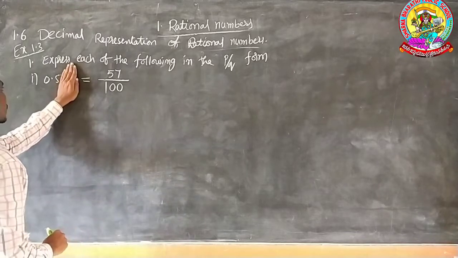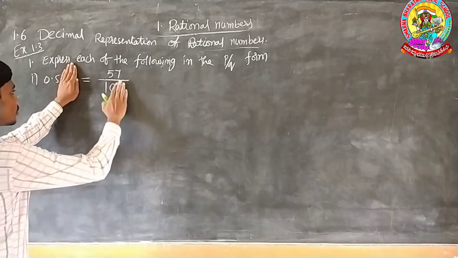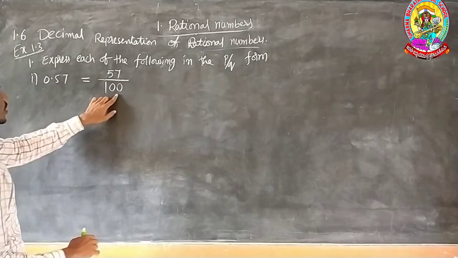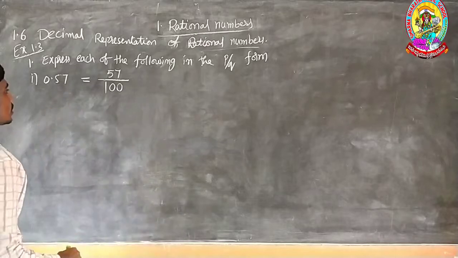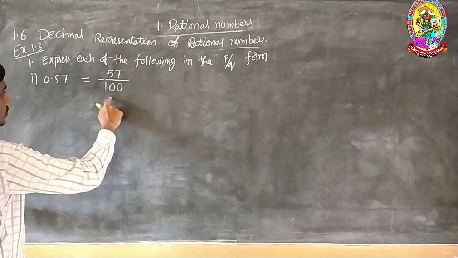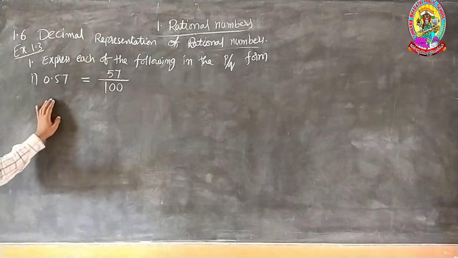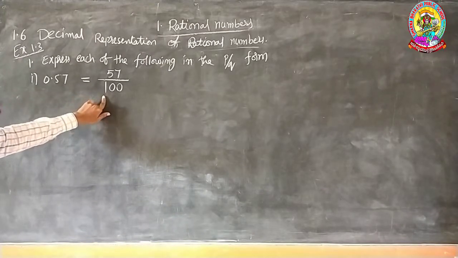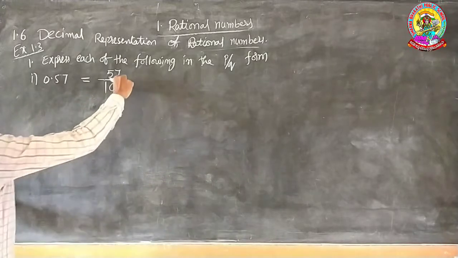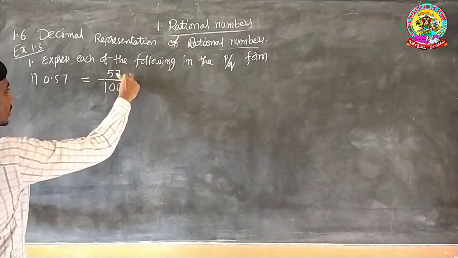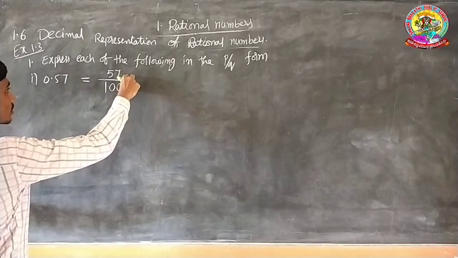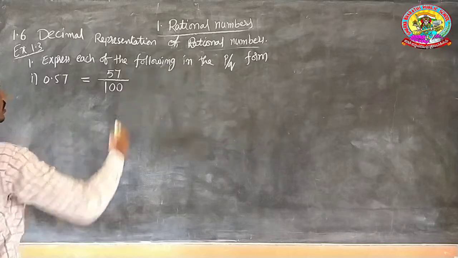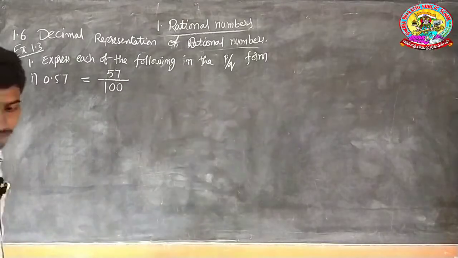If only one decimal place is there, keep only 1 zero, that gives 10. If 3 decimal places are there, keep 3 zeros, that gives 1000. In this way you can convert any terminating decimal into p/q form. Then observe whether there is any common factor in both numerator and denominator to get the simplest form of this fraction. Here there is no common factor, so there is no cancellation.